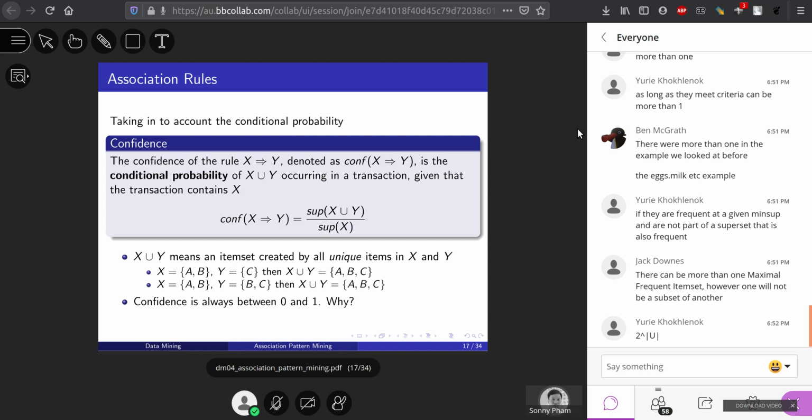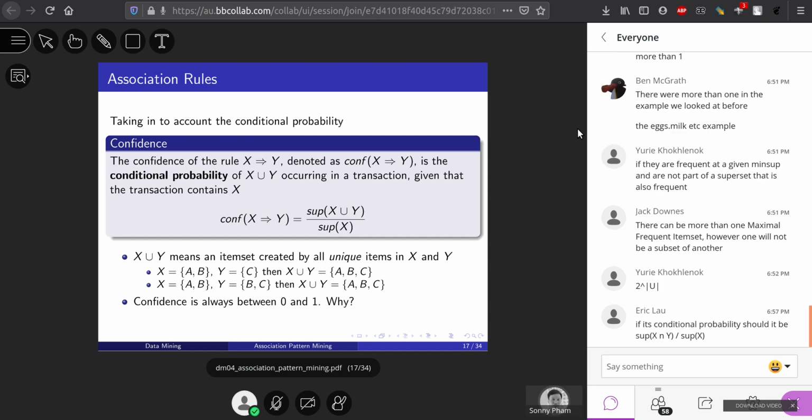Now, the common mistake in previous years is that students forgot which one sits on the top and which one sits on the bottom. One thing you might want to make use of is that the conditional probability is always less than or equal to 1. So if you have something larger, it should sit on the bottom, and if you have something smaller, it should sit on the top. So do not mix up between the two.